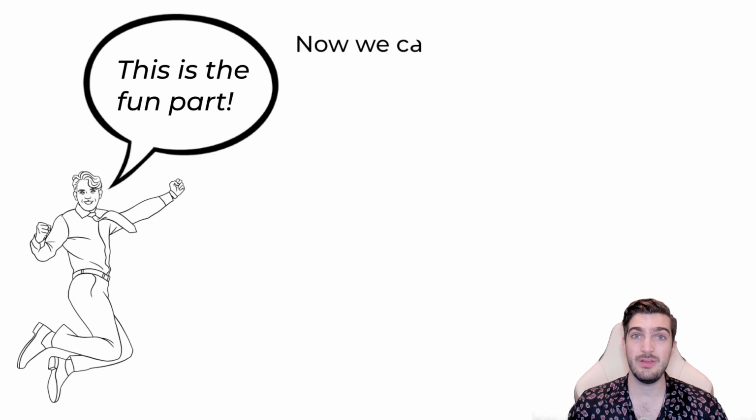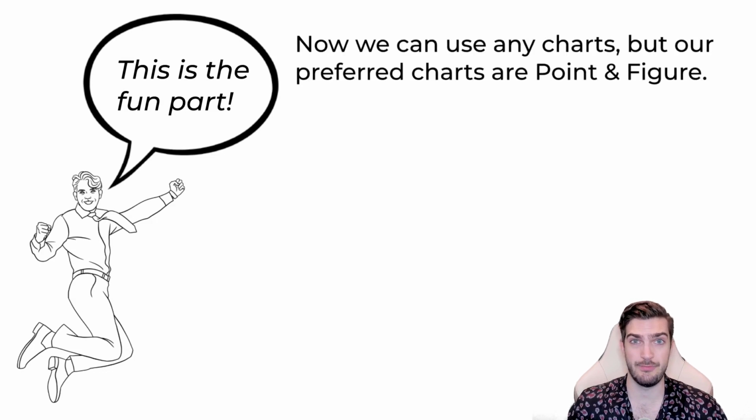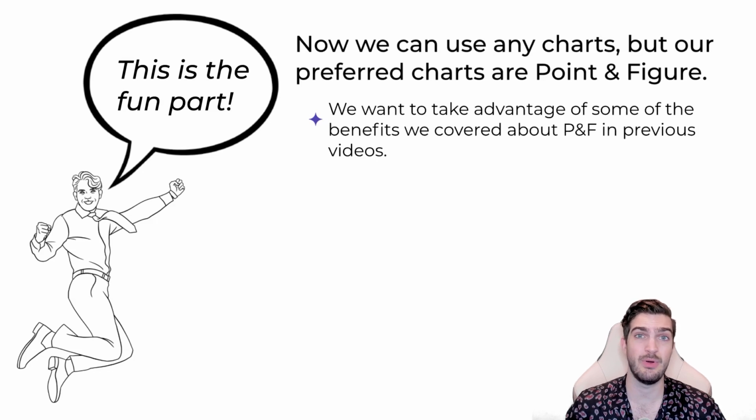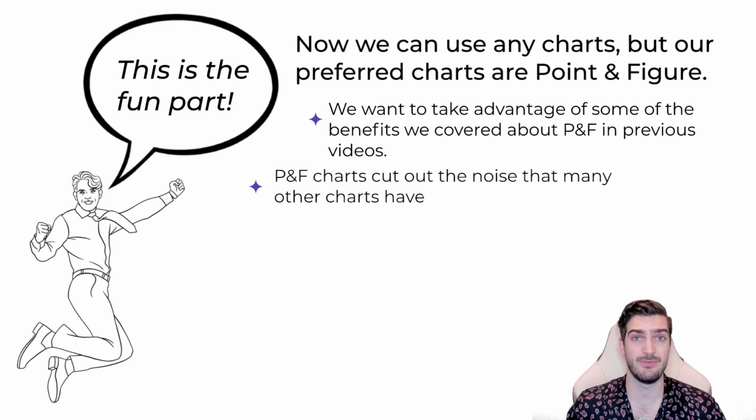This is where we get into the fun parts, when we start talking about how we can use relative strength to decide between two different securities. Again, we can use any type of stock chart that we want for this, but today we'll focus mostly on point and figure. The reason that we focus on point and figure is we're going to take advantage of some of the things that we covered in our point and figure basics videos. Most importantly, the fact that point and figure cuts out a lot of the noise of charts.